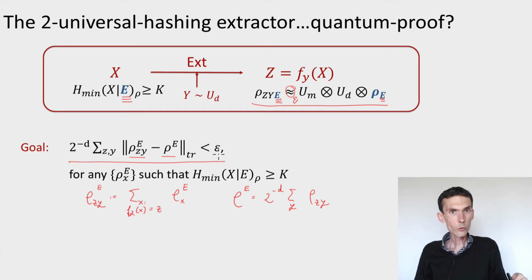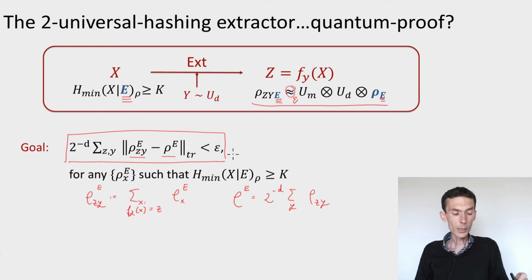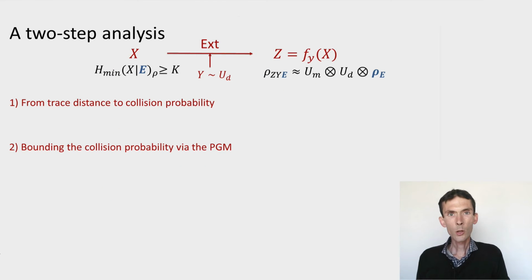And so now we're going to try to perform the analysis and show that this condition is satisfied for some epsilon that's going to depend on the parameters of the problem. So let's see how this can be done. We're going to do it in two steps. The proof is very similar to the proof that we already saw analyzing the security of the two universal hasher against classical side information. So I'm not going to give you the details because it's very similar, but just to go over the two steps.